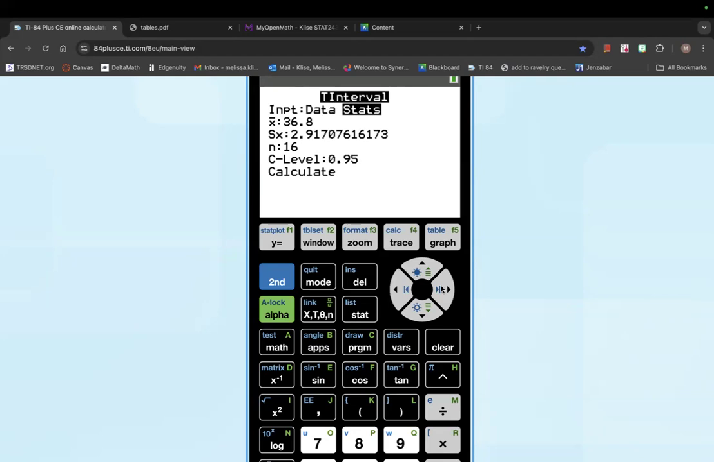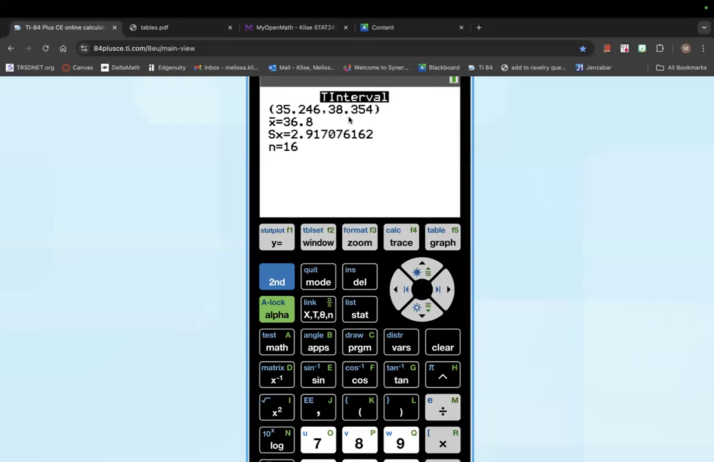So the nice thing here is I already have the data right there. Click on L1 because it is in our L1. Frequency, just leave it at 1, 0.95. That's our confidence level. And this tells you what the mean is, tells you what the standard deviation is, and then it gives you your confidence interval. They don't round, so it looks a little bit different than what we had, but it's close enough.